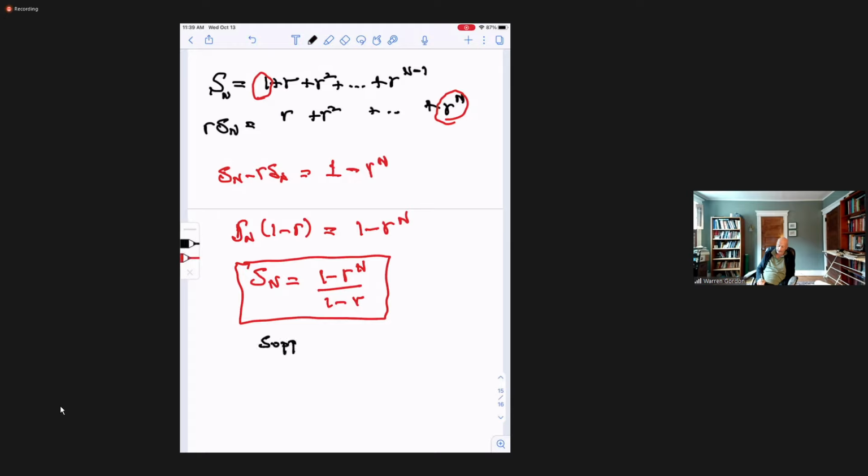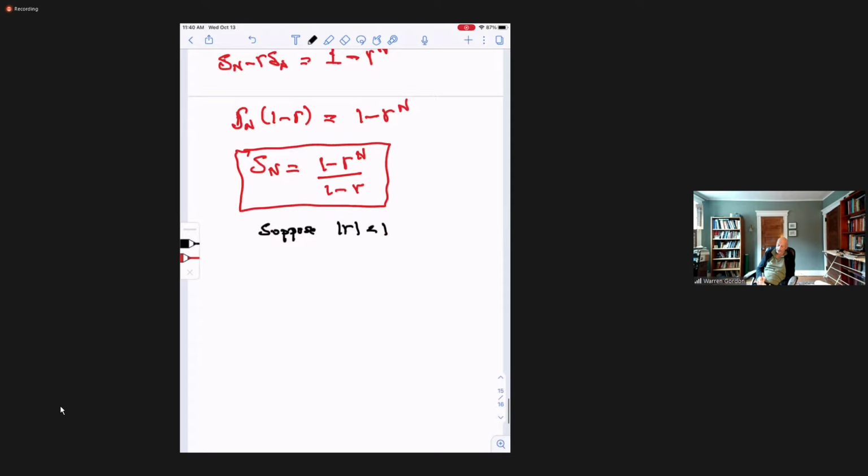Suppose r is a number smaller than 1 in absolute value. So now the question is, let's define S to be the limit as n goes to infinity of (1 minus r to the n) over (1 minus r).